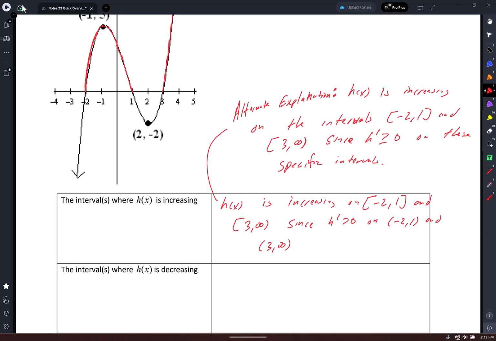I pretty much said the same thing. What's the only difference? I put the equal sign. So now I'm not lying, because at -2 the derivative is 0, and at 1 the derivative is 0, and at 3 the derivative is 0. So you see how I'm not lying? I don't know if you guys like that.